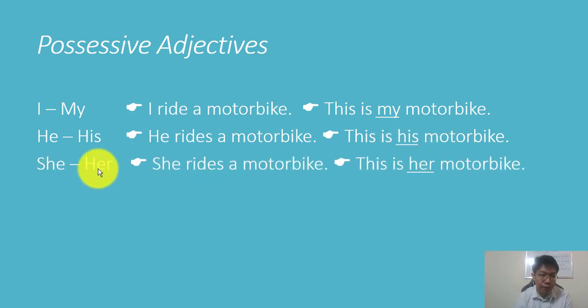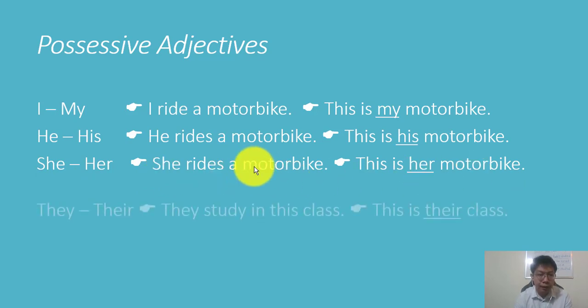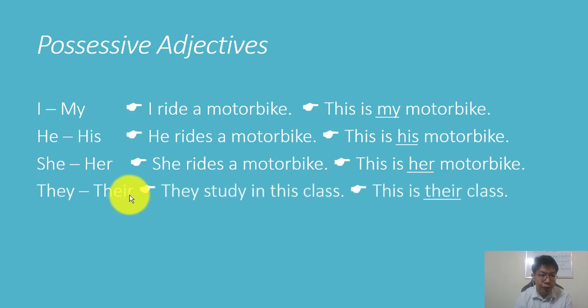She, possessive, is her. She rides a motorbike. This is her motorbike. They change to their for possessive. They study in this class. This is their class.